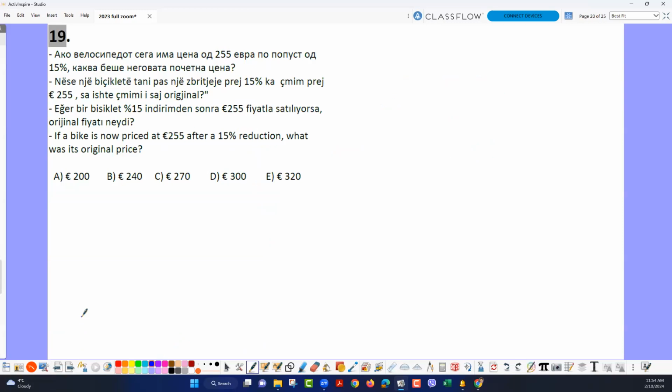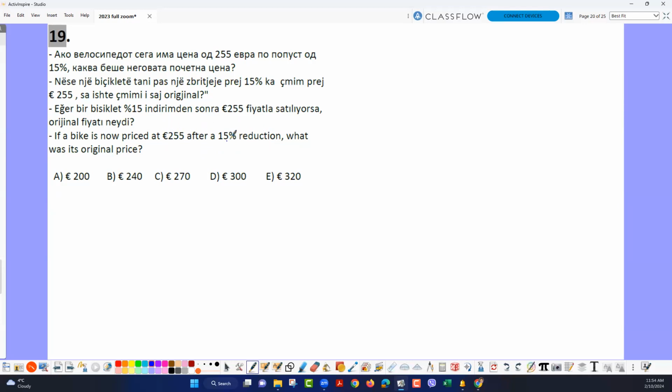Okay, the 19th question. If a bike is now priced at $255 after a 15% reduction, what was the original price? It is asking for the original price. For finding the original price, if you know the percentage after the decrease, then you should divide by the leftover, then you will find it.